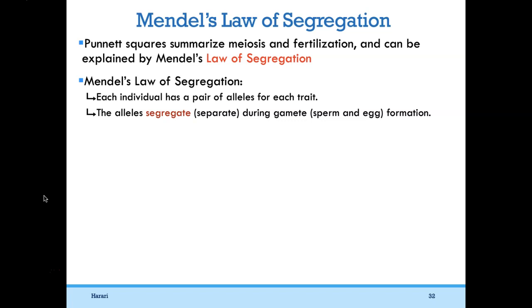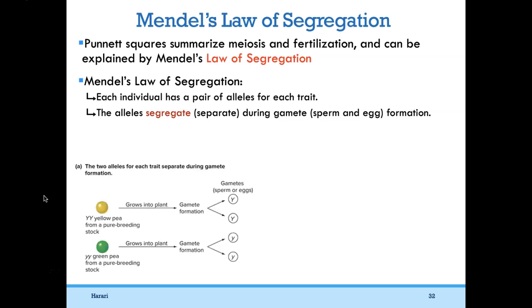We know in meiosis 1 that mom and dad's homologous chromosomes line up, they do crossing over, and then they separate to 2 separate cells. That's what Mendel figured out before we even knew what was going on in meiosis. He knew that these alleles can segregate when sperm and egg are formed.